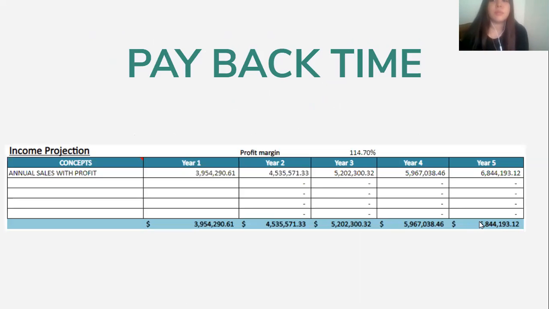As my partner mentioned, the company acquired a loan from Santander Bank with the amount of 88,352 pesos with an interest rate of 12%. The income.